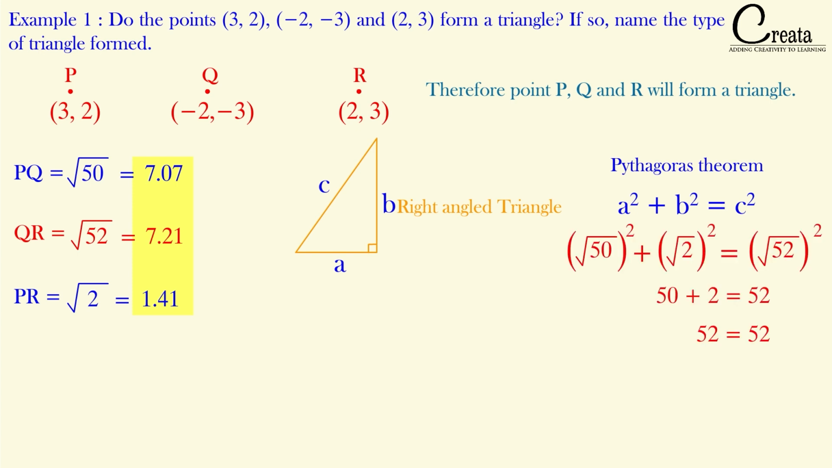Let's use the Pythagoras theorem. Yes, these three sides are satisfying the Pythagoras theorem, that is, the left hand side is equal to the right hand side. So we can say this is a right angle triangle. Got it? The 3 points are forming a triangle. And which triangle? A right angled triangle.